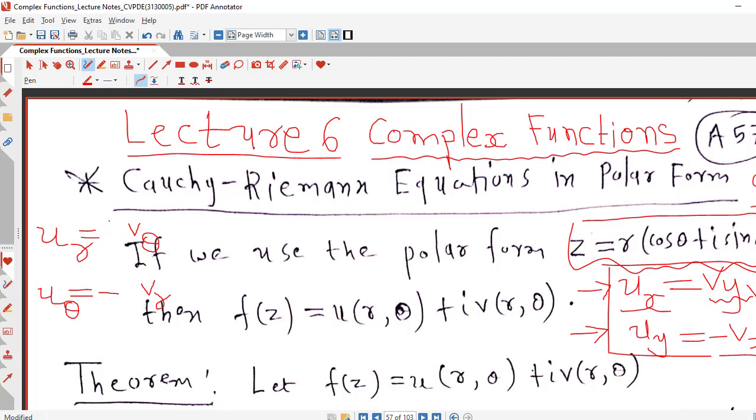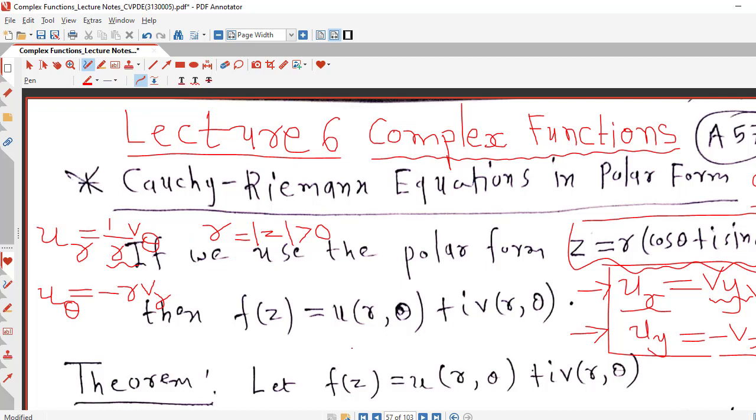But the only change is that here the right hand side is multiplied with 1 by r, and here the right hand side is multiplied with small r. So these are the Cauchy-Riemann equations in polar form. And of course z is a non-zero complex number, and we know that r is nothing but the modulus of z, and since z is non-zero, mod z is always positive. So the value of r is always positive, and there is no problem if we are considering 1 by r.